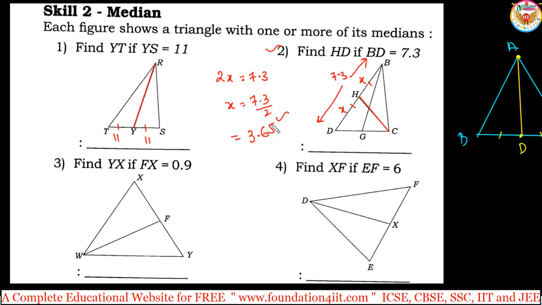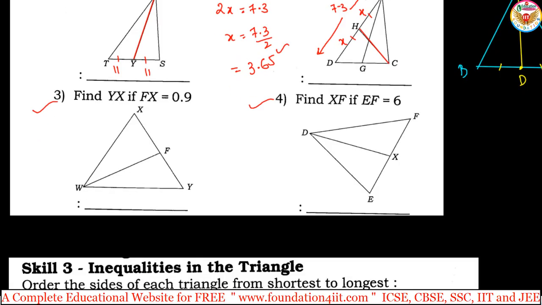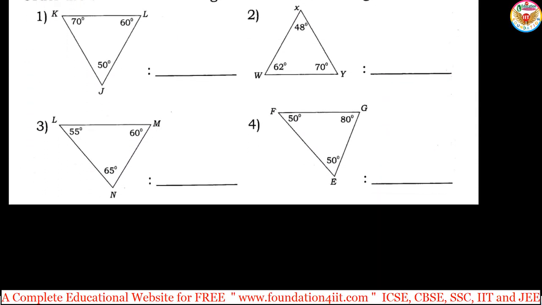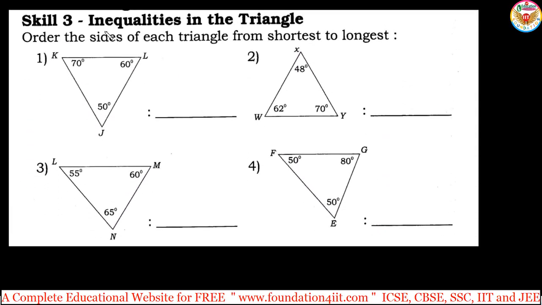You can simplify it. So these two are equal. The total is given, 7.3. So one part is given, the other part you can find out. A total is given and one part is given, the second part we can find out. So this is the concept of the median. We can use it in problems in this way. And next we have some questions about basics in this.